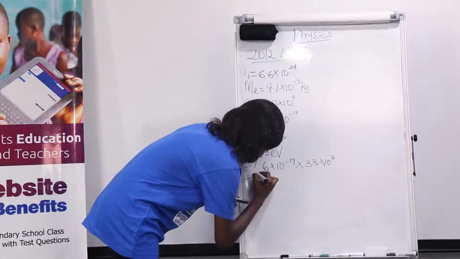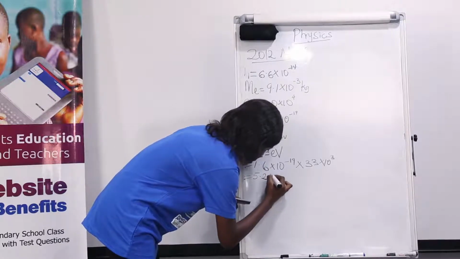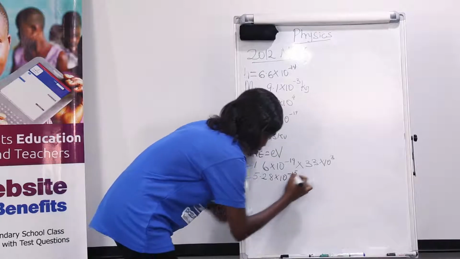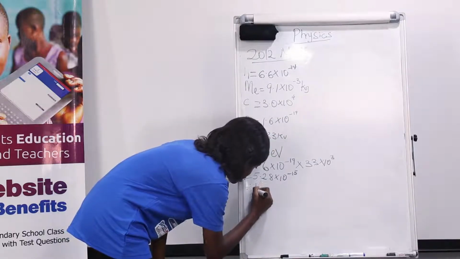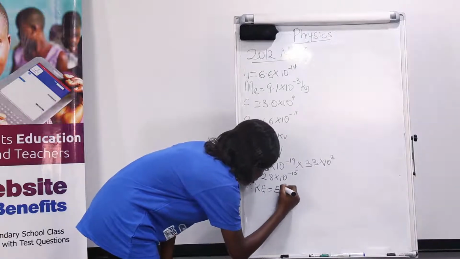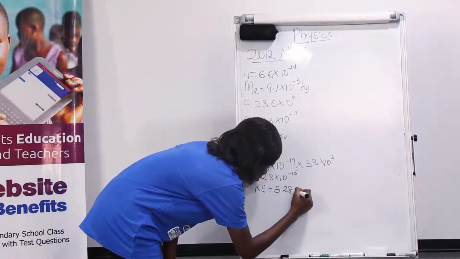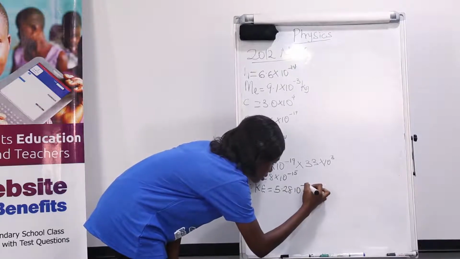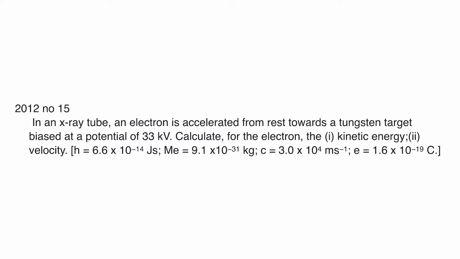We have 5.28 times 10 raised to the power minus 15. Therefore, our kinetic energy that we're asked to calculate is equals to 5.28 times 10 raised to the power minus 15. Our next question, we have to calculate the velocity.